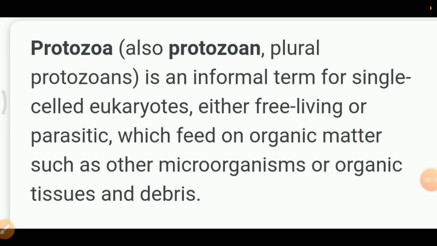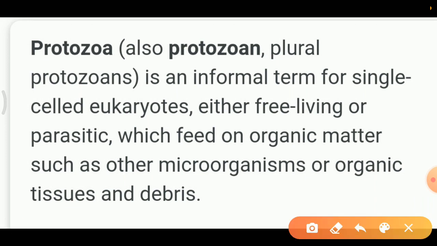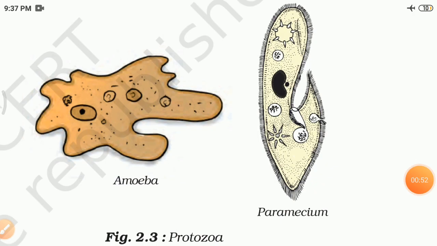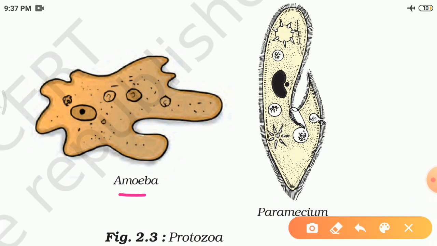The next group of microorganisms is protozoa. They are also called protozoan, and in the plural they are called protozoans. Protozoa is an informal term for single-celled eukaryotes, which can be free-living or parasitic, and feed on organic matter such as other microorganisms or organic tissues and debris. Some common examples of protozoa are amoeba and paramecium.